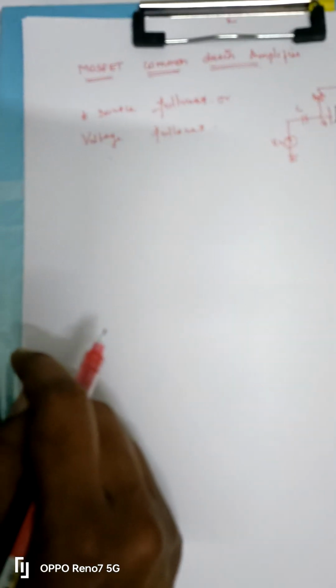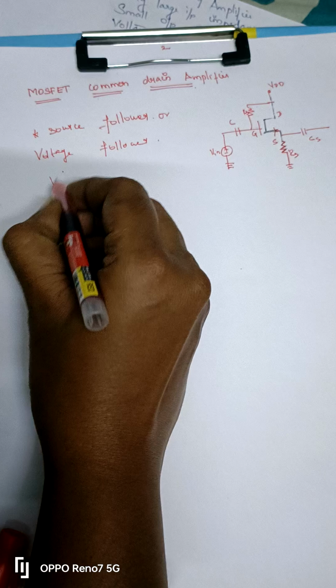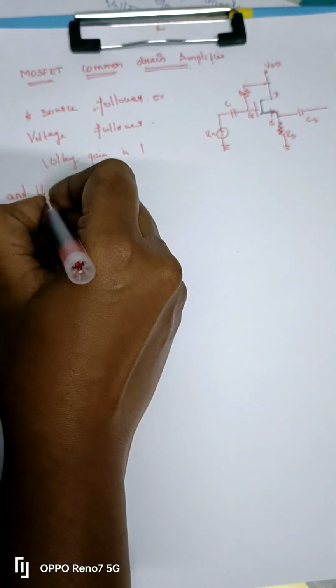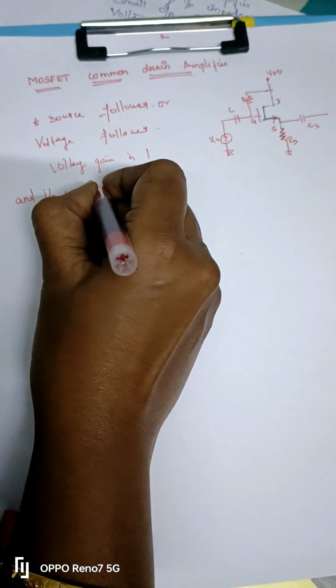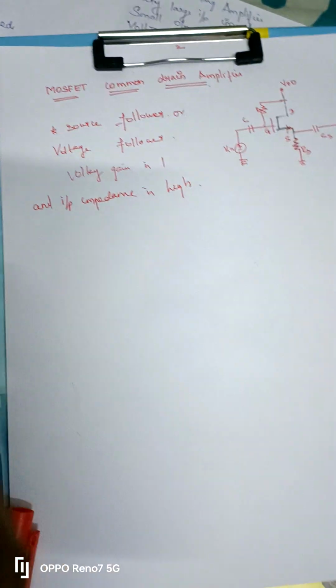The input signal is applied to the gate. The output is taken from the source, and the drain is connected to the DC power supply, which is AC ground. The voltage gain is nearly 1, and the input impedance is high.